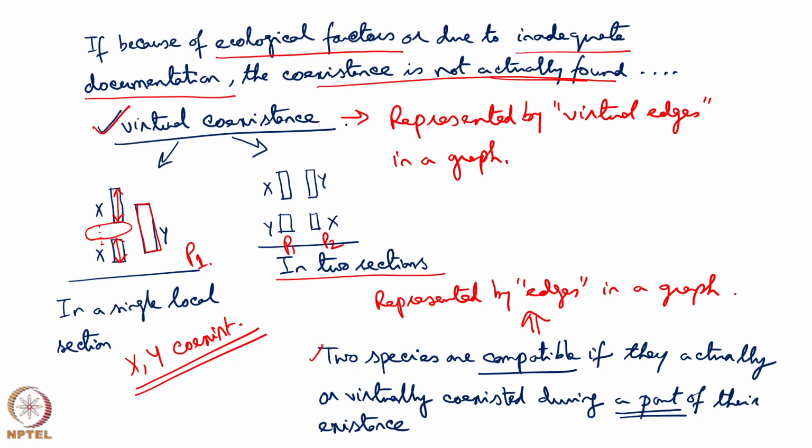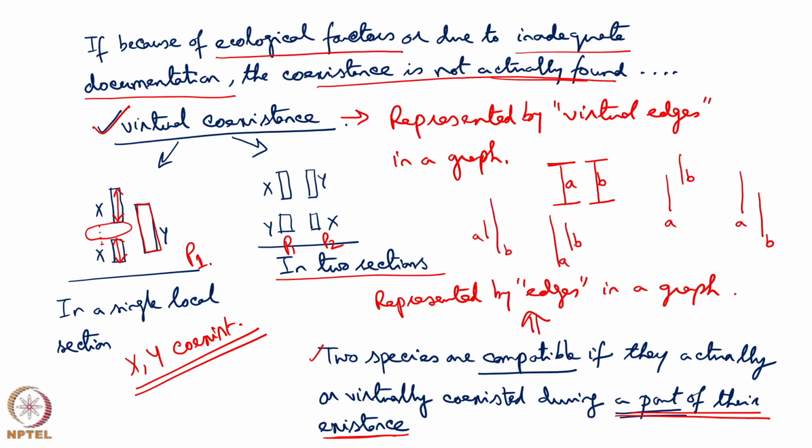Two species are compatible if they actually or virtually coexisted during a part of their existence. This has to be understood very clearly. Coexistence does not mean that taxon A appears here and disappears there, and taxon B also shows the same thing, not necessarily. This is possible A, B, or this is possible A, B, or this is also possible A and B. So, for a part of their existence they were together.